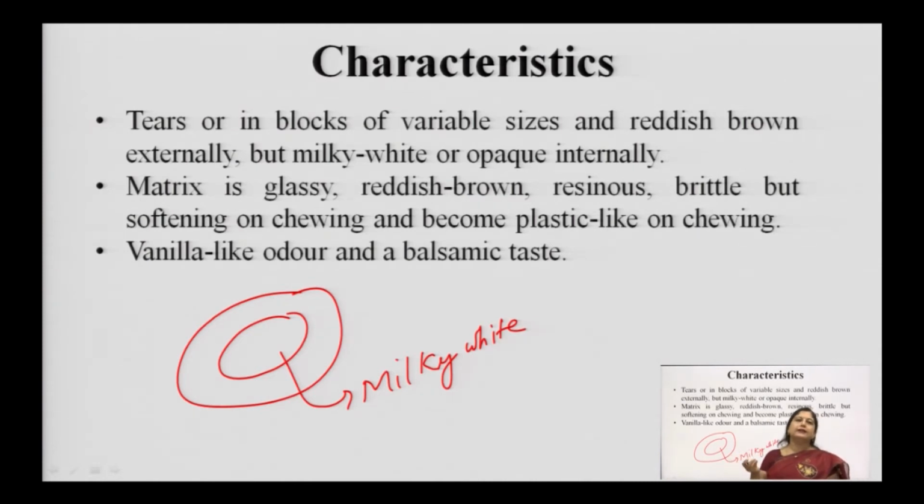Okay. The consistency is resinous, means amorphous, it is brittle, it breaks very easily, and if we chew it, it softens. Okay. It melts when we chew it, and again further it becomes plastic like. Okay. It further becomes like a plastic. So, it has a variable nature, the Siam benzoin.